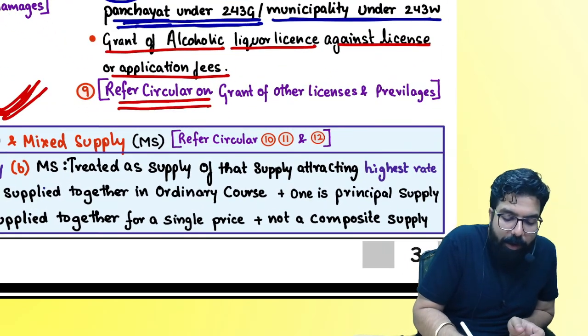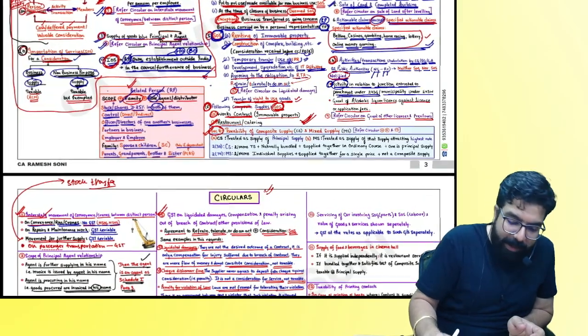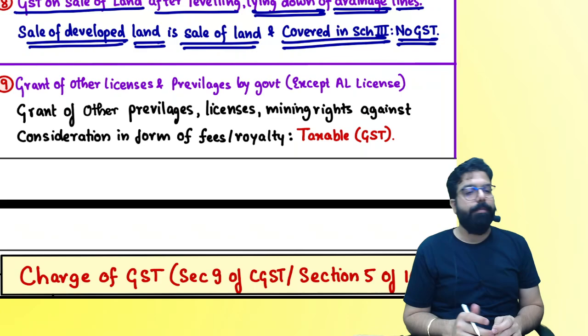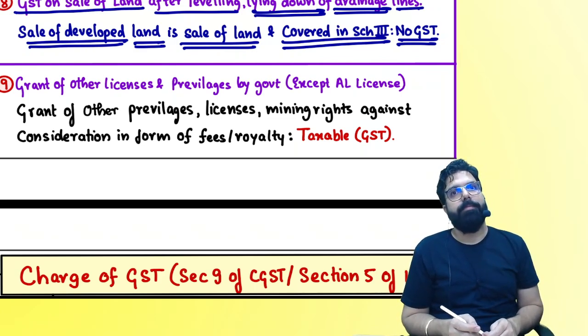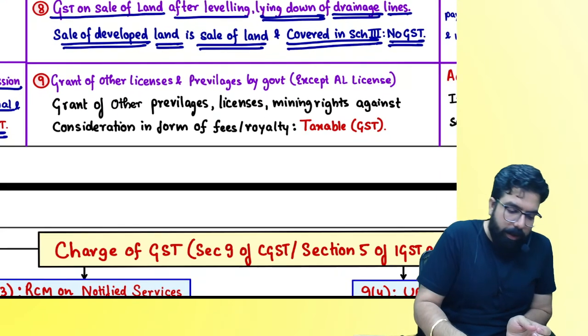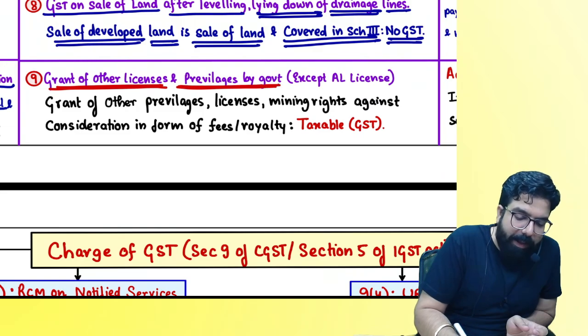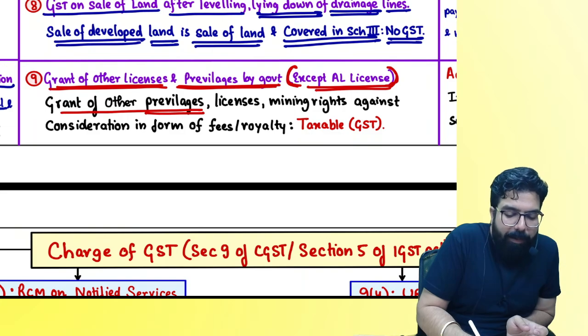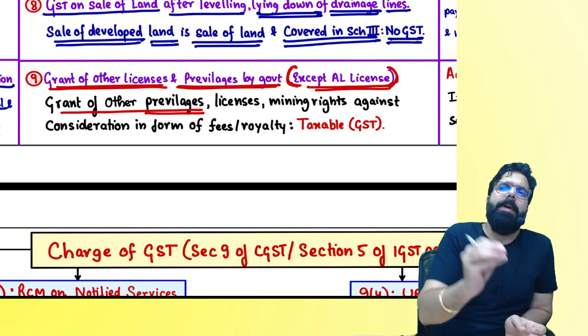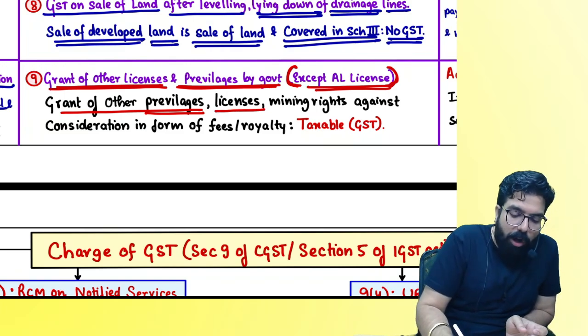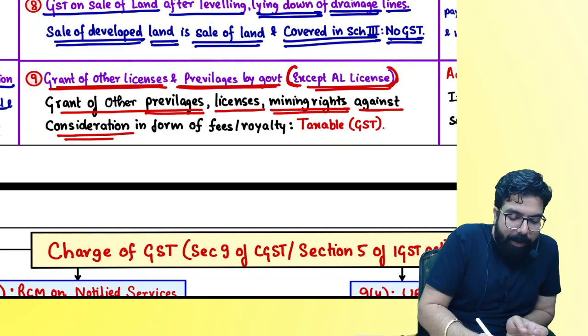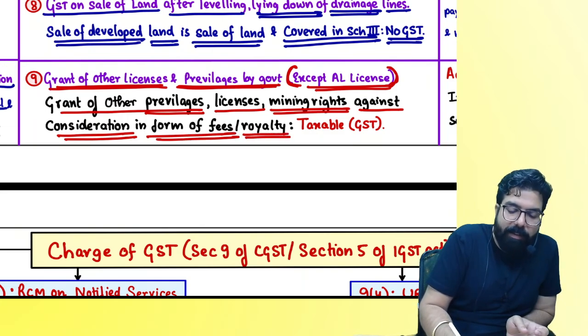Listen. There is a circular on grant of other licenses and privileges. Grant of other licenses and privileges by the government, except alcoholic liquor license. Privilege means, as of now, you think the government is giving a license. All licenses, or mining, against consideration in the form of fees, or if the government is asking royalty, whatever it is, will GST come?